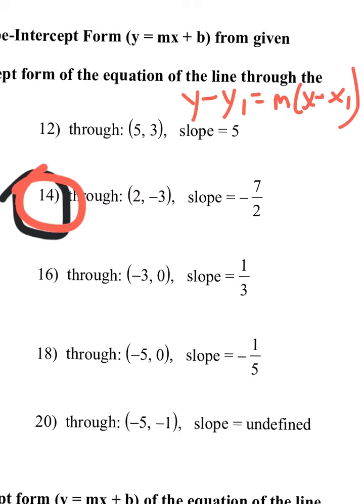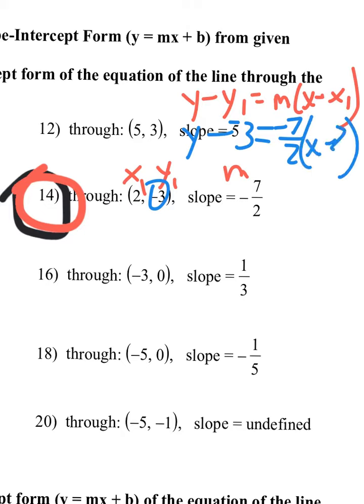So for this particular problem, we're going to do number 14. Notice I'm given the point (2, -3) that it goes through, and I'm given the slope. So this is x1 and y1, and this is my m, and we're going to plug it into point-slope. So we're going to go y minus my y1 value, which is negative 3, so it's minus a negative 3, which is going to turn into plus a positive here in a second. We'll do that in a second, equals -7/2 times (x - 2).